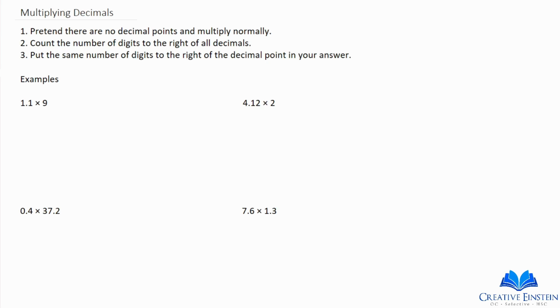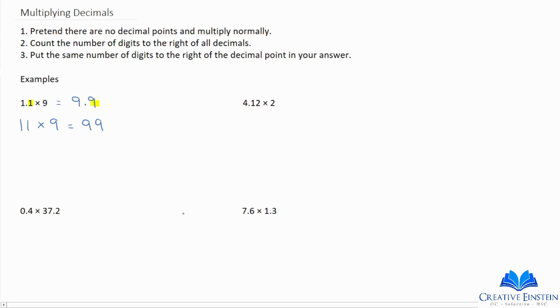So our first example is 1.1 times 9. We're going to pretend there is no decimal. So 1.1 becomes 11 times 9, which equals 99. So our answer, which I'm going to write here, is 99. And now we're going to add our decimal in. That means we need to count the number of digits after the decimal place. So there's our decimal place, and the number of digits after it is just 1, because there's only one digit there. So our answer is going to have one digit after the decimal place, which makes it 9.9.